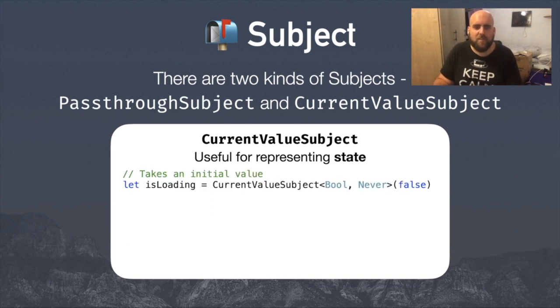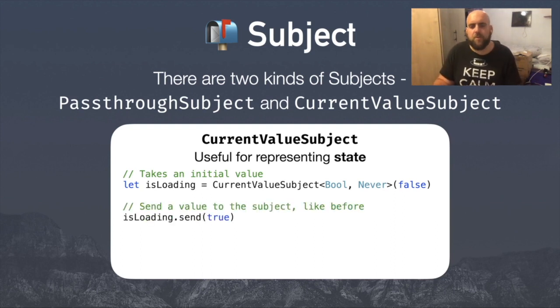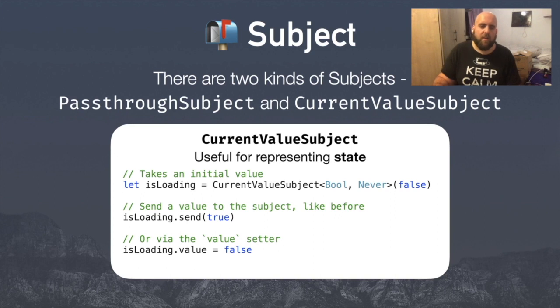For example, a very stateful thing is a loading state. isLoading is a current value subject of type Boolean that can never fail, and it starts with false. It has to have an initial value because it's stateful. I can send the value to it directly like I used to before, or I can directly use the value setter on it. Doing either of these things will send this new value to all of the subscribers.